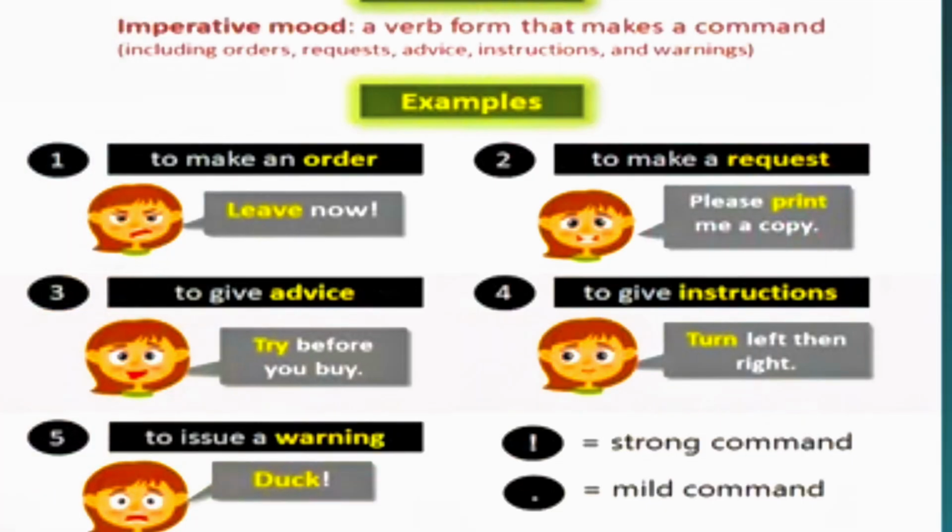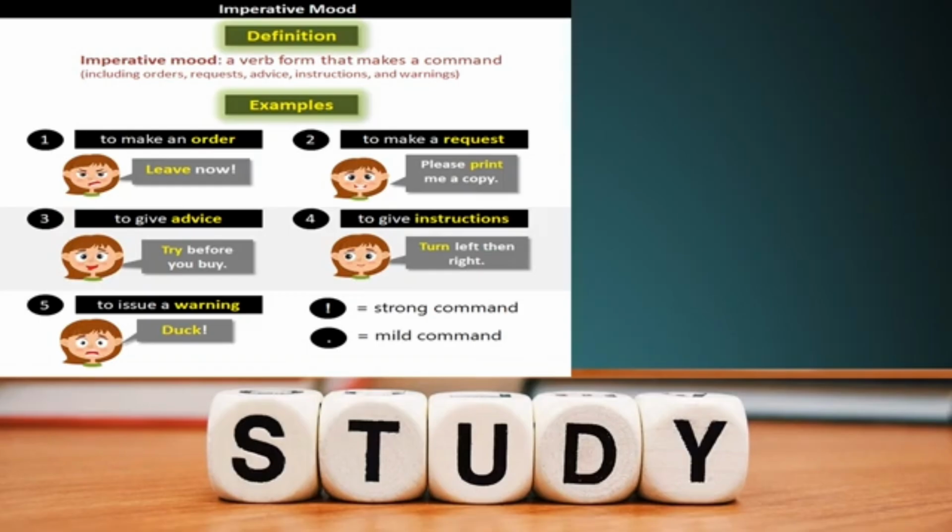Let's have a look at the definition of imperative sentences. So imperative sentences are those in which we make an order like get out, leave now, to make a request, please help me, please print me a copy, to give advice like work hard, try before you buy, to give instruction and to issue a warning as well.